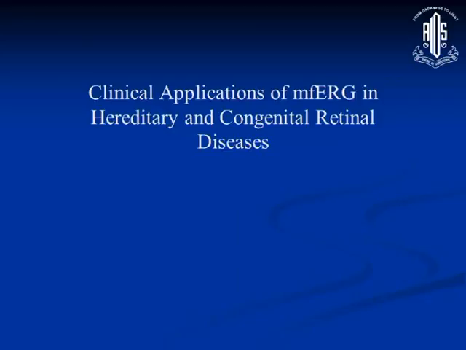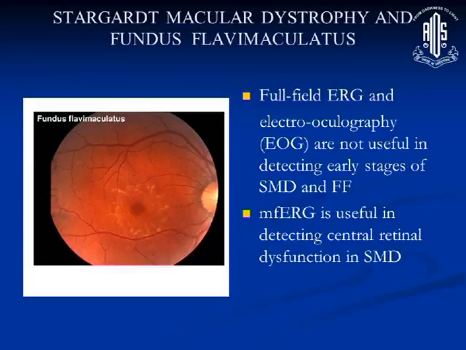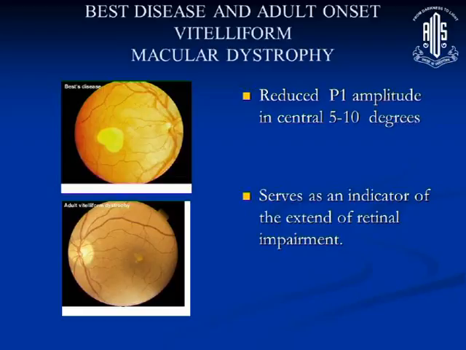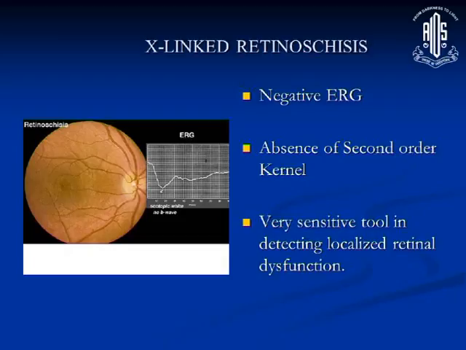Clinical application of multifocal ERG in hereditary and congenital retinal diseases: in Stargardt macular dystrophy and fundus flavimaculatus, full-field ERG and EOG are not useful in detecting the early stage. MFERG is useful for detecting the central retinal dysfunction. Same with Best disease. Obviously, in Best disease, EOG gives a lot of findings through the Arden ratio. And in X-linked retinoschisis, as we were discussing for the full-field ERG, we get a negative ERG and absence of second-order kernel reaction in multifocal ERG.